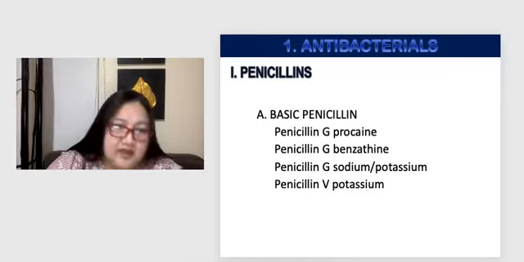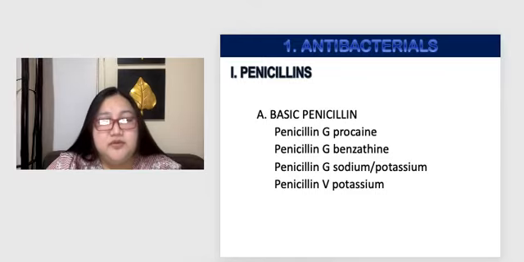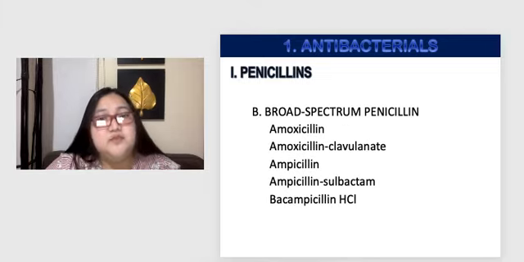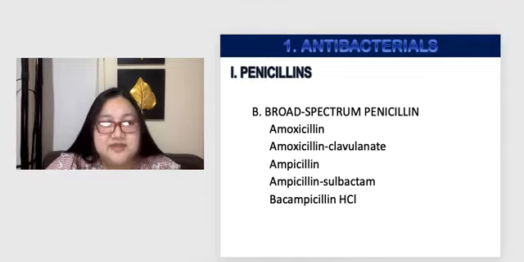Now, after a few years, mutant strains of Staphylococcus developed resistance to Pen-G and Pen-V. Hence, nagkaroon ng pangalawang grupo ng penicillin. At yun yung mga broad-spectrum penicillins. They are also known as aminopenicillins. Okay? Pwede sila pareho sa gram-positive tsaka gram-negative bacteria, but they are not broadly effective against all.